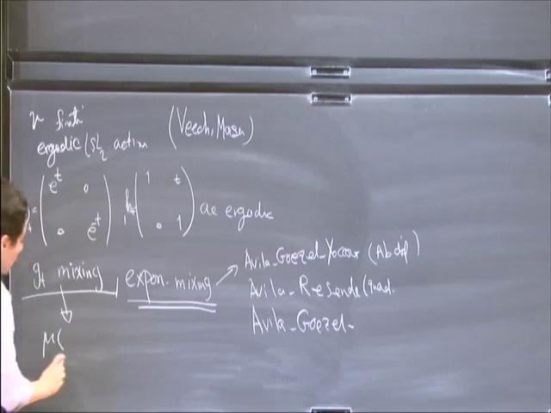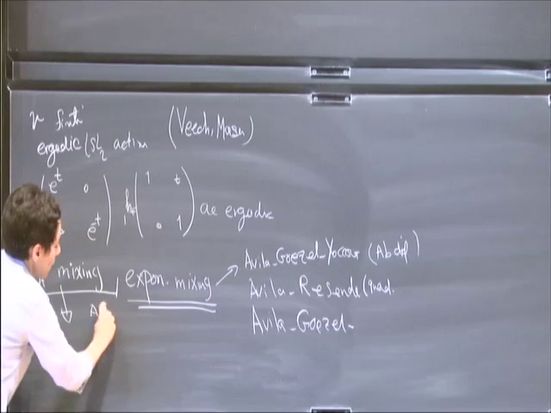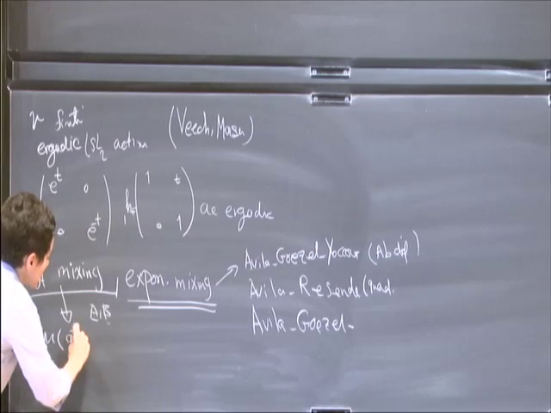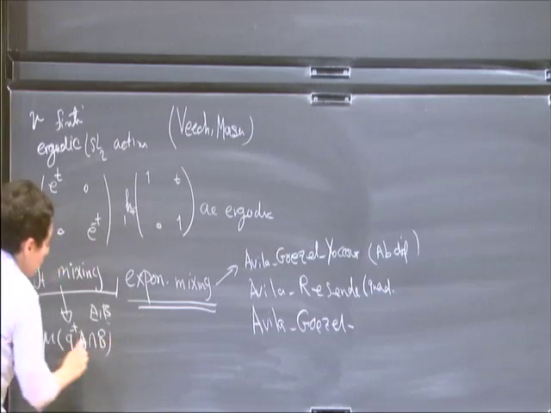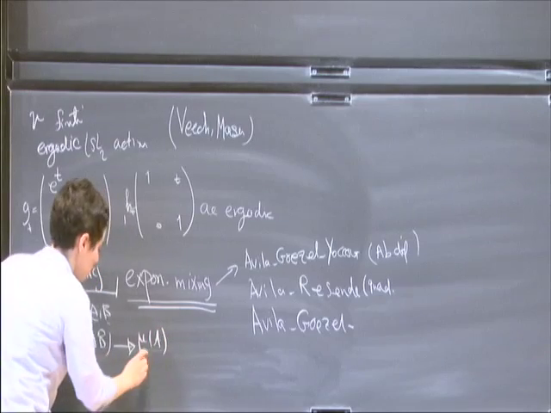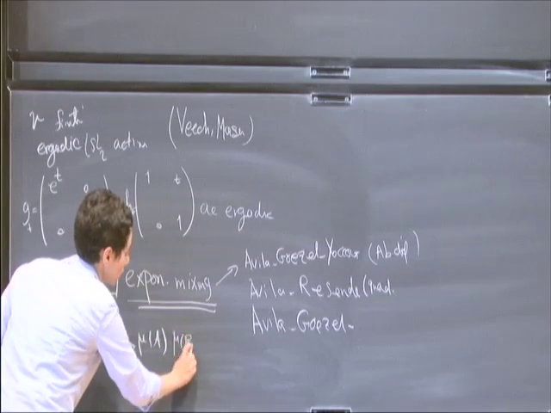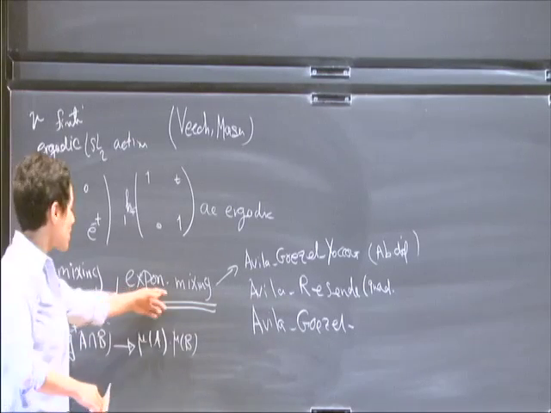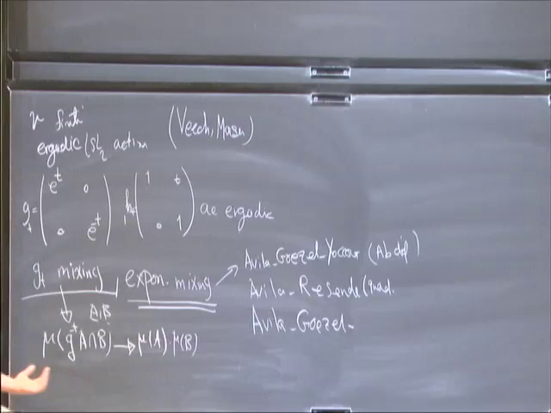This is a general audience talk, so mixing means that if you start with two subsets, say A and B, which are measurable, and imagine this is a probability measure, then mu of g_{-t}(A) intersect B tends to mu(A) times mu(B). It really mixes things up. And exponential mixing is something about how fast this happens.